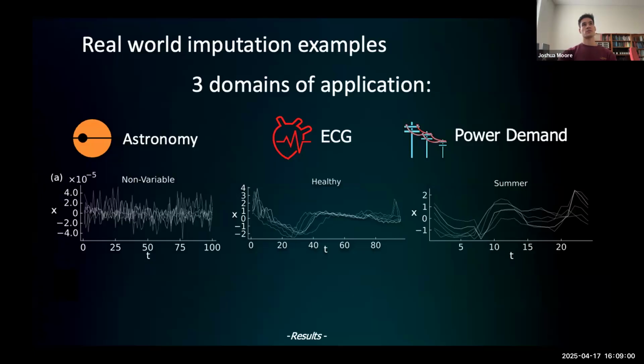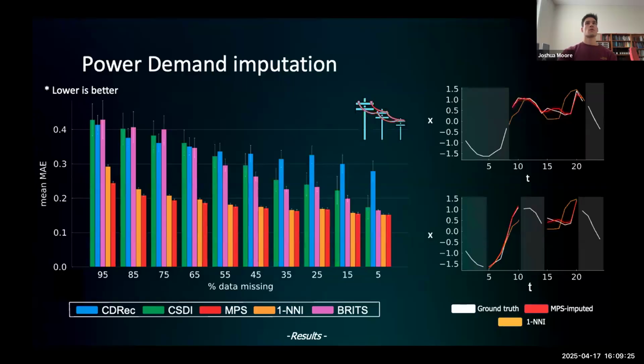Another one might be ECG, so human recordings for heart rate measurements. And then also we have power demand, which is, over a 24-hour period, the power demand of a small city, and that's another energy application where we might be interested in imputing data if sensor measurements go down. Here we have an example comparing it to some of these state-of-the-art approaches. MPS here is in red, and we can see it performs quite well compared to some of these other approaches. Once again, lower is better, so smaller error.